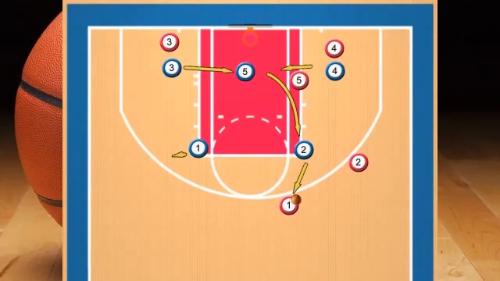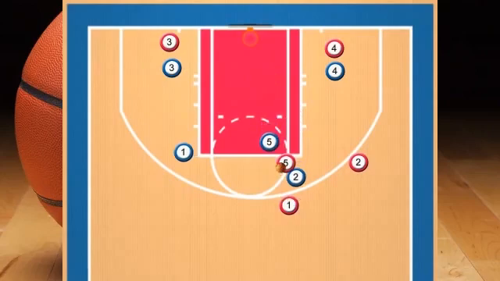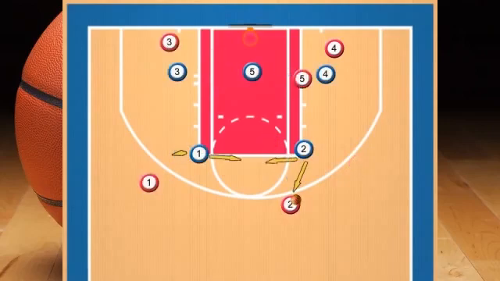Advantages of a 2-3 zone defense. 1. Protects the paint. The 2-3 zone defense is a great defense to keep the ball as far away from the hoop as possible. This is accomplished by the center basically never leaving the paint and always having help very close.